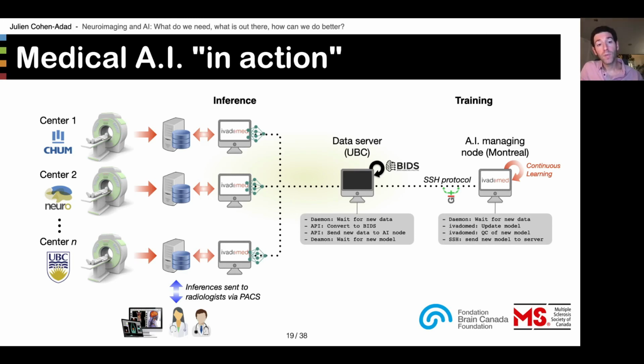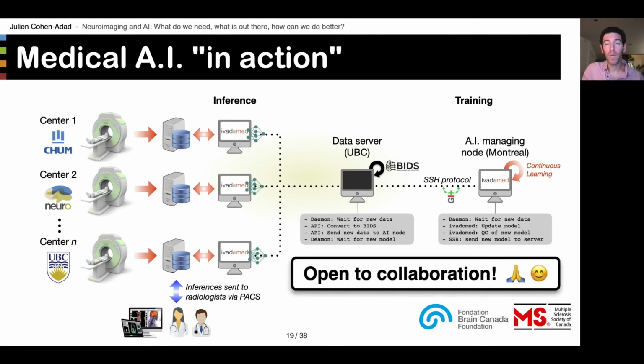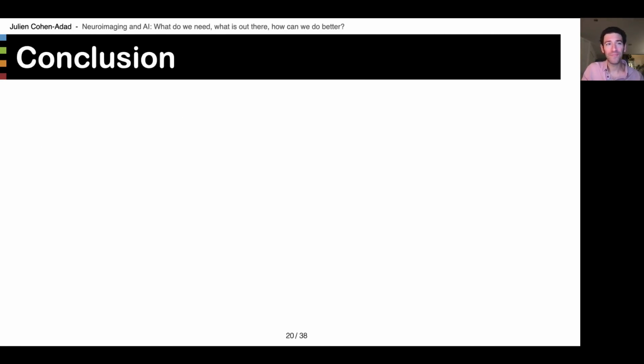So what I presented to you here is the big picture. There is, of course, a lot of detail that needs to be figured out. We're still looking into how to implement this framework on a large scale, especially on the continuous learning part. So if anybody is interested in chipping in, helping in, please shoot me an email. We are open to collaborations.